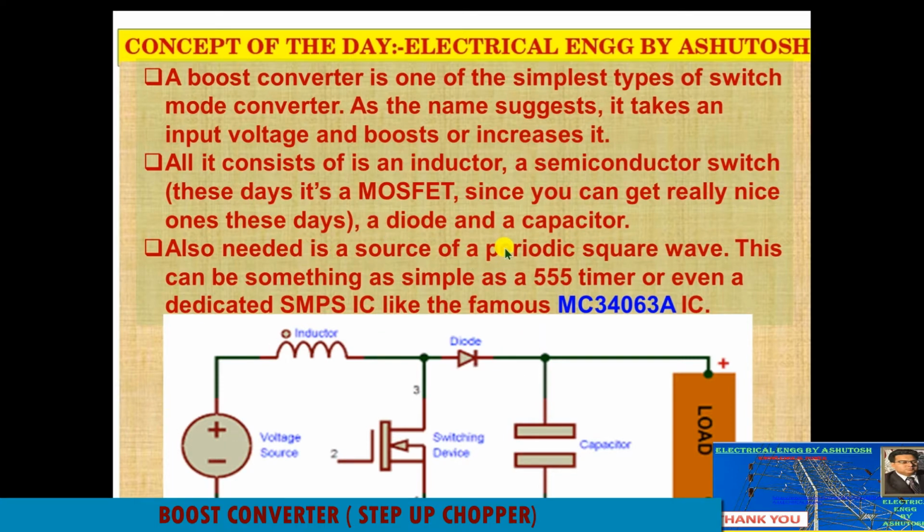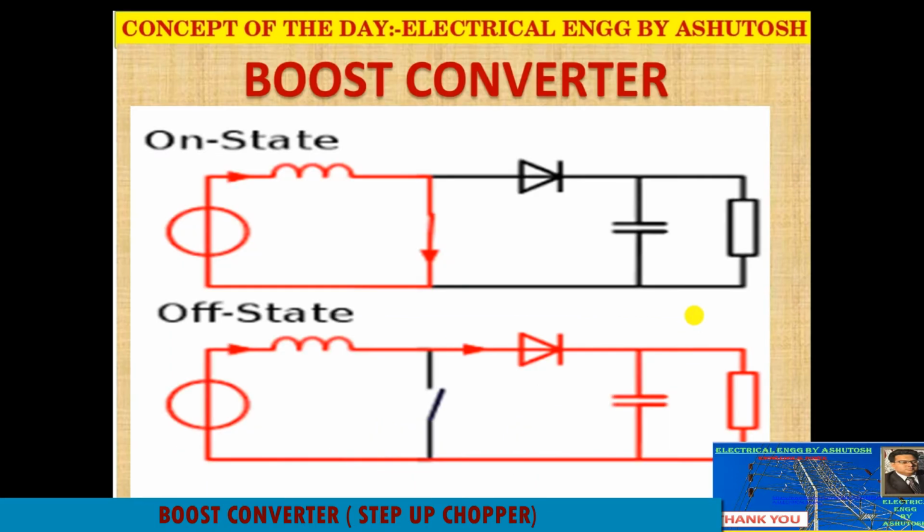Also needed is a source of a periodic square wave. In a hardware circuit this can be as simple as a 555 timer, or even a dedicated switch mode power supply IC like the famous MC34063A IC. Now we will see the working of the boost converter. Earlier we described the working of the buck converter, and it is the same in the case of the boost converter. It also works in two modes, on state mode and off state mode.